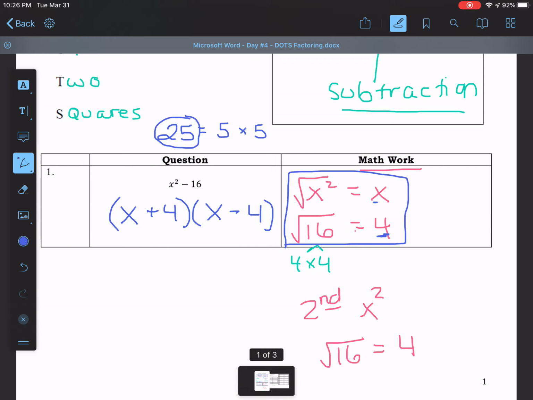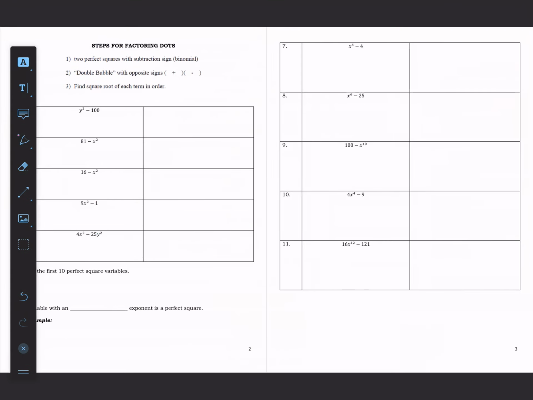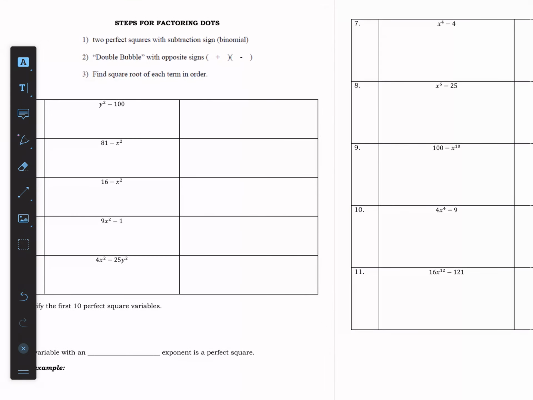Now, the 16 is in the back, so we're going to take that 4 and put it in the back of each bubble. And now you need to remember that your signs always go like this, 1 plus and 1 minus, okay? And this guy right here, this is your answer, okay? And if you were to actually multiply this back out, you would end up with x squared minus 16, okay?